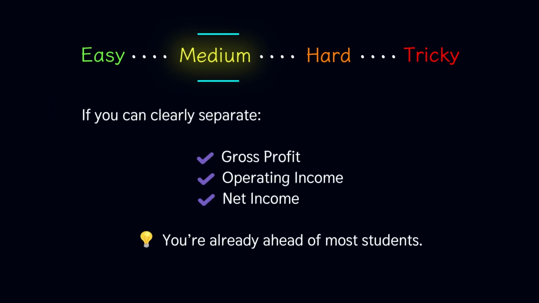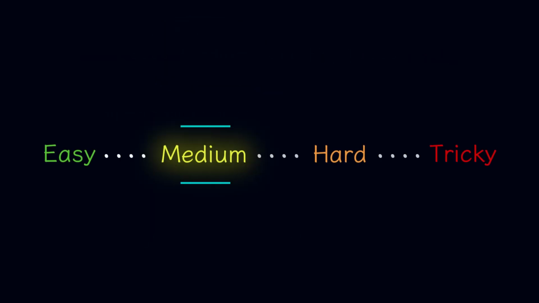Let me leave you with this medium-level rule. If you can clearly separate gross profit, operating income, and net income, you are already ahead of most students. Now, we're ready for hard and tricky questions next. All right, now we move into hard questions. These are not hard because of math. They're hard because of classification and logic. If you stay calm and follow the structure, these become manageable.